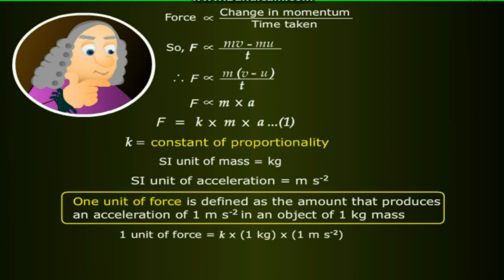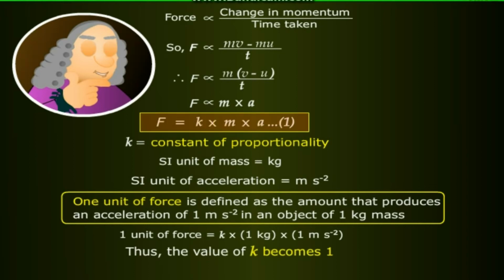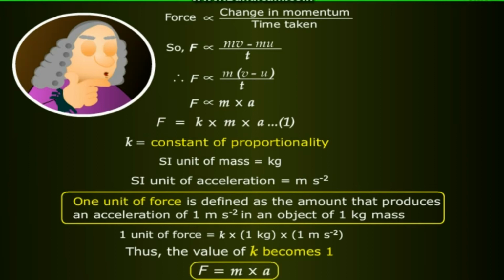That is, 1 unit of force is equal to k into 1 kilogram into 1 meter per second square. Thus the value of k becomes 1 from equation 1. We can write F is equal to m into a. Thus, force acting on an object is the product of its mass and acceleration.